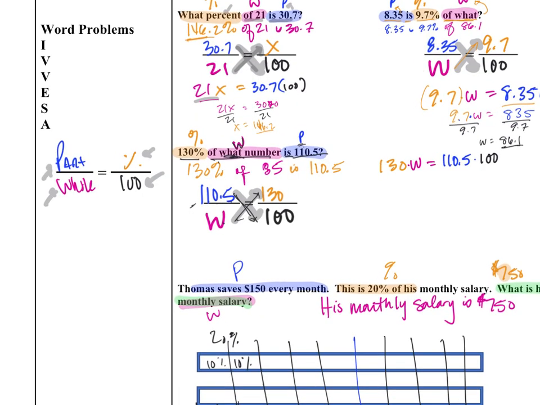Okay, so now we're going to set up the equation. We get 130W equals 110.5 times 100. You plug this into a calculator and make sure you got it right. 110.5 times 100 is going to be 11,050. Then we're going to divide both sides by 130, which means W equals 85.